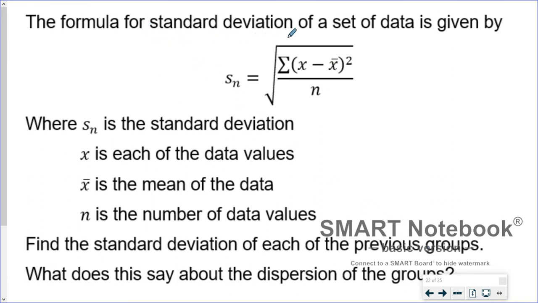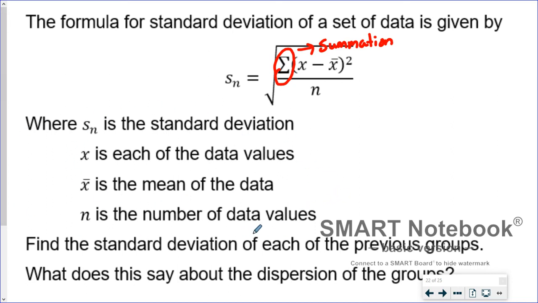All right, the formula for standard deviation of a set of data is given by this. Do be mindful, this symbol here is called sigma. It's a Greek letter, but in mathematics, that means summation. That means you add a bunch of things together. So you take every x, you subtract the average, and then you square it, and then you add them all up. That's what this symbol means. And then you divide all of that by n, which is the total number of data points, which is all here.